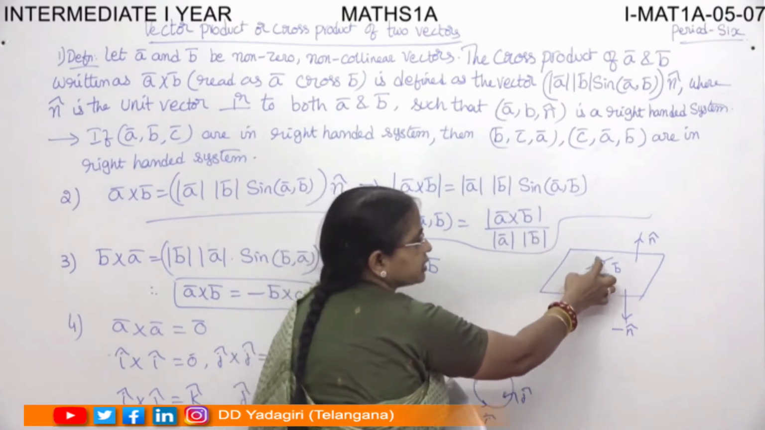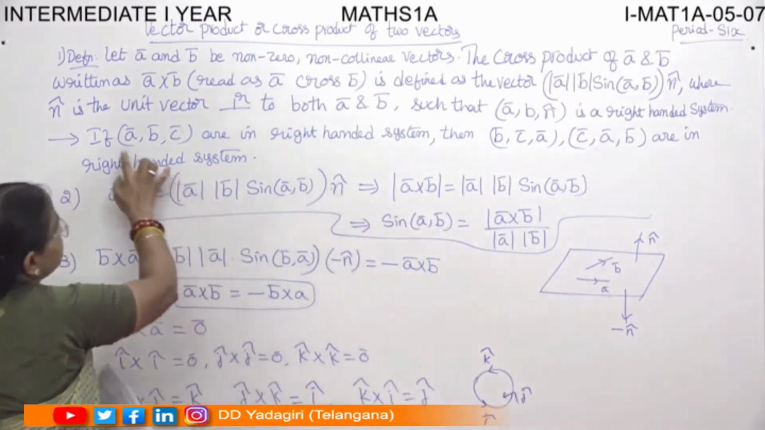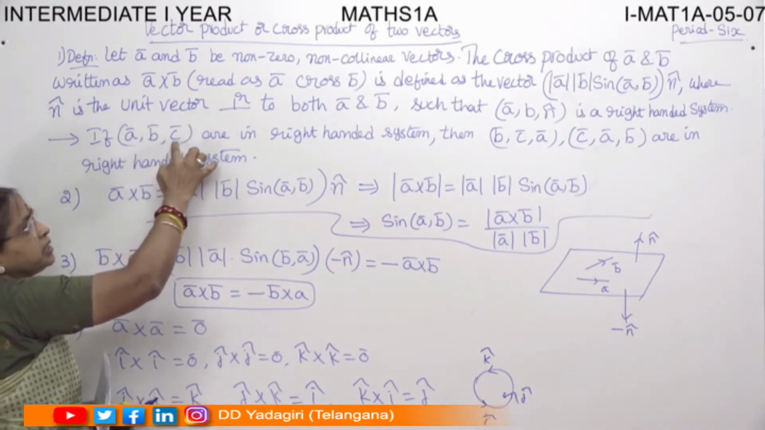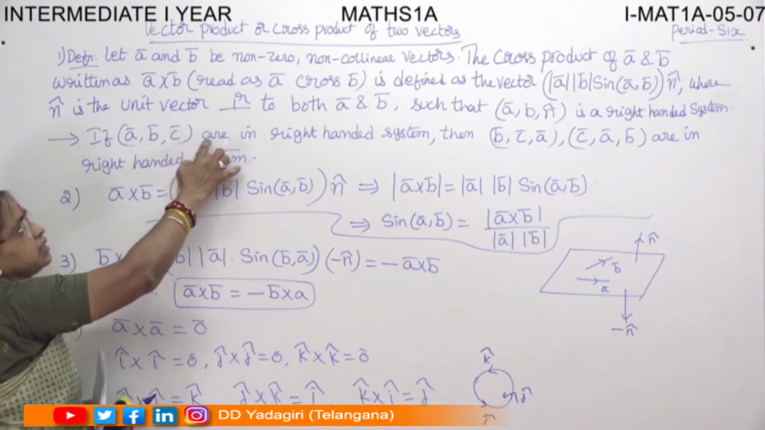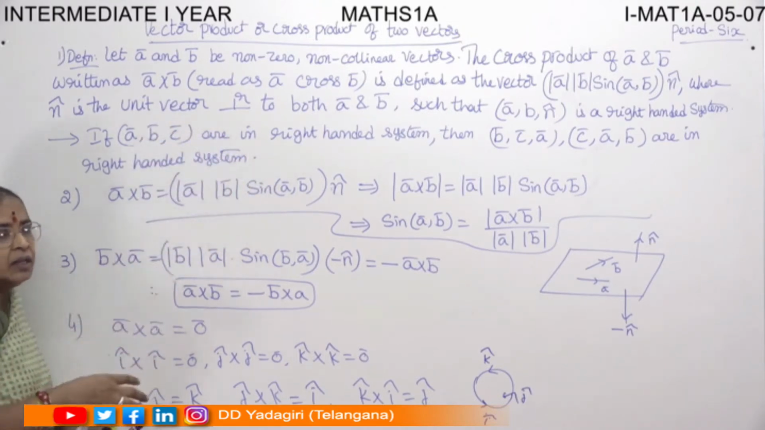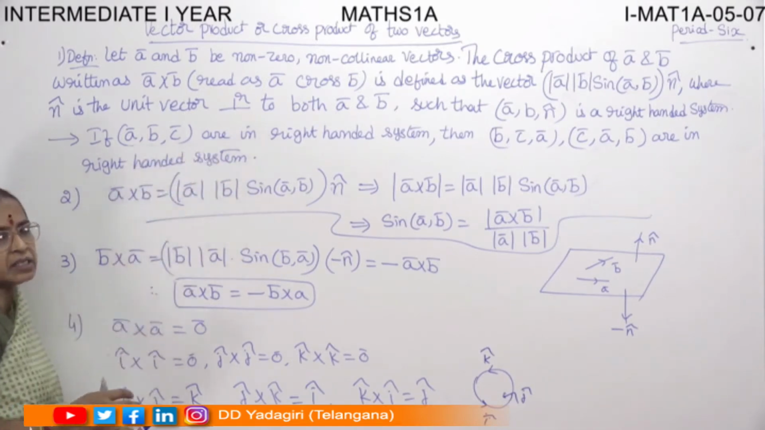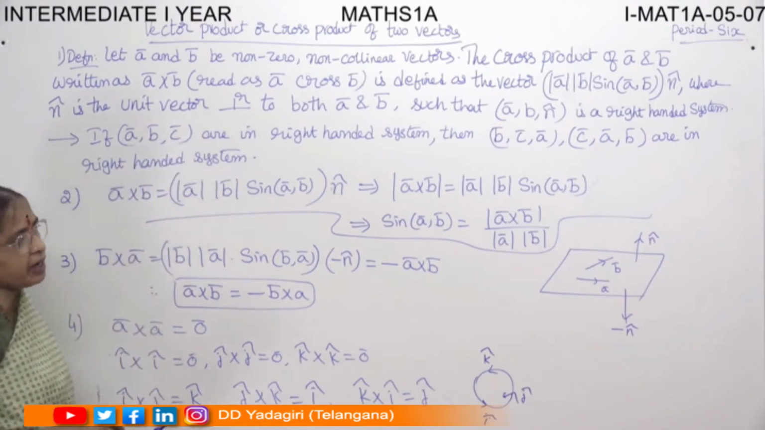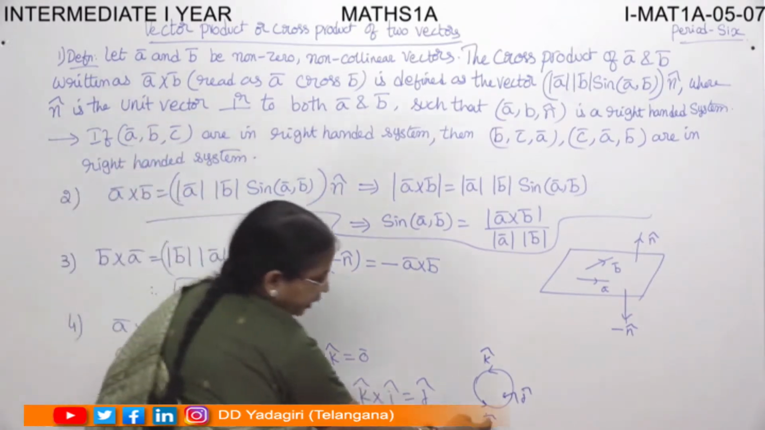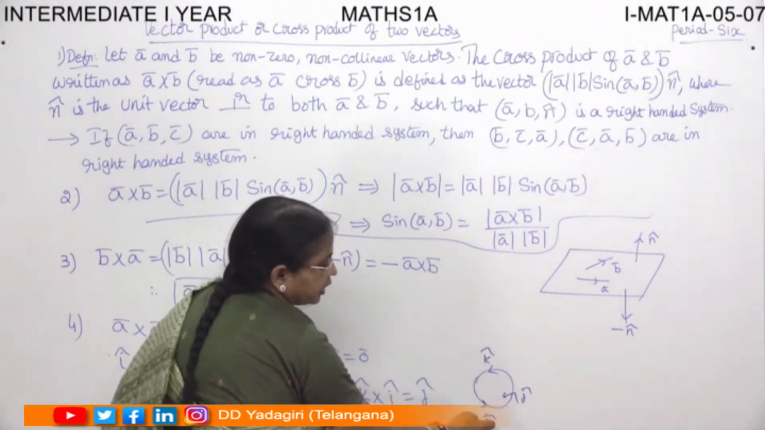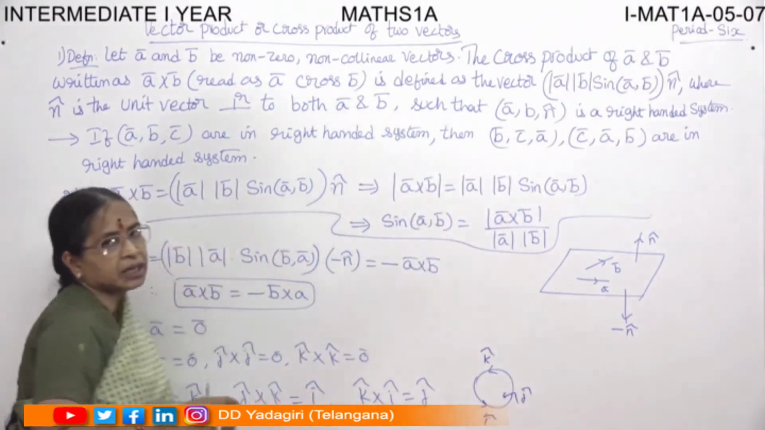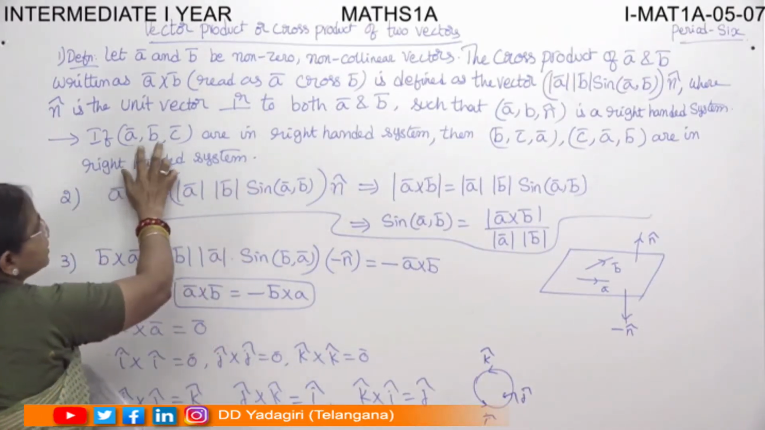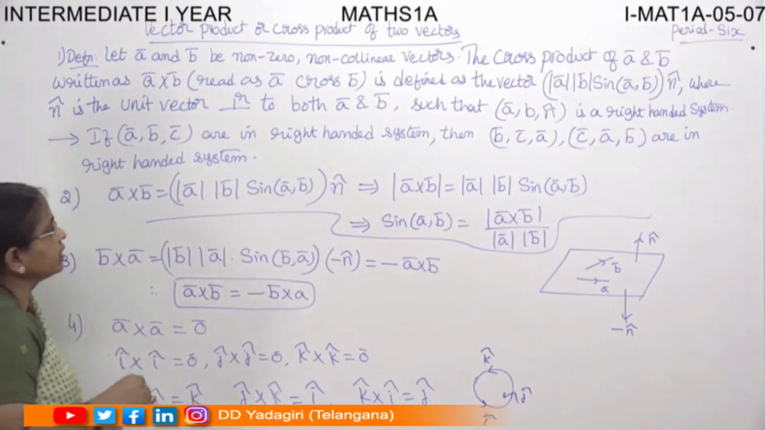In general, A, B, C form a right-handed system when the cyclic order is maintained: A, B, C, next B, C, A, next C, A, B. If that order is maintained, then they all form a right-handed system. If any two vectors are interchanged, then they form a left-handed system. When the cyclic order is the same, they form a right-handed system. If any two vectors change their order, they form a left-handed system.